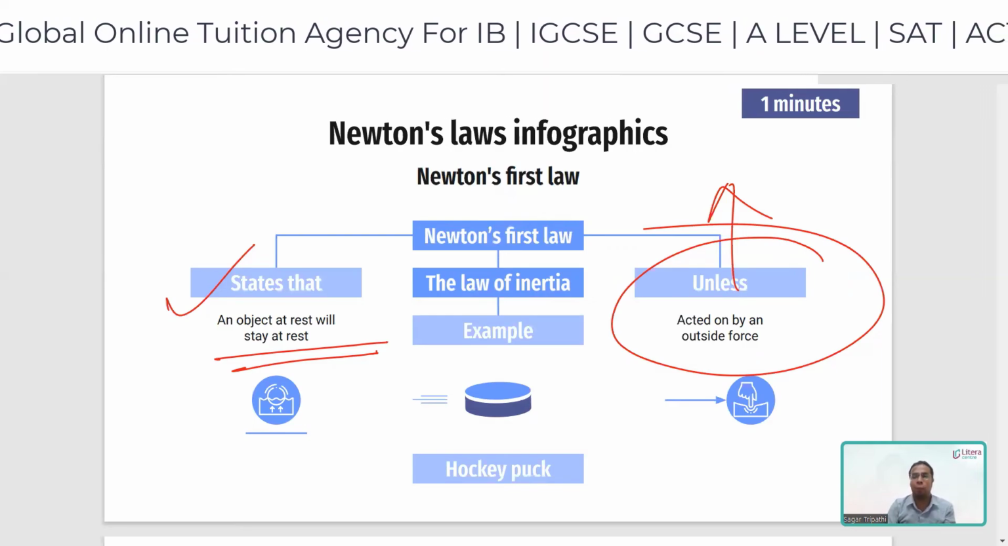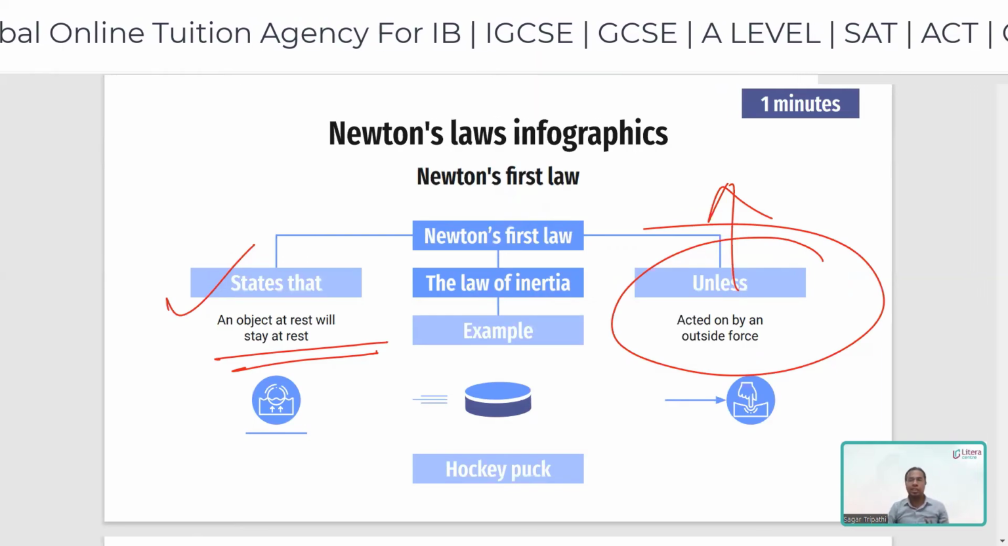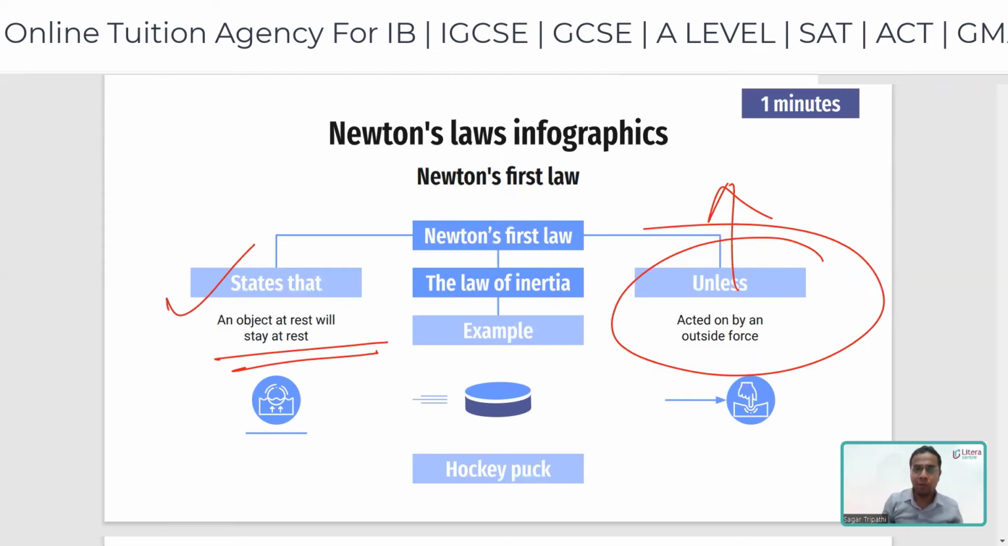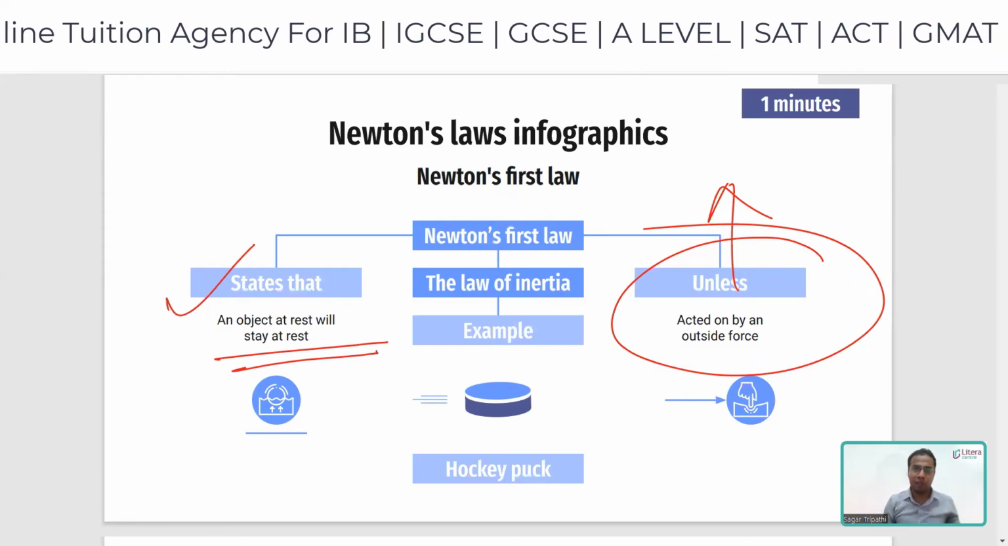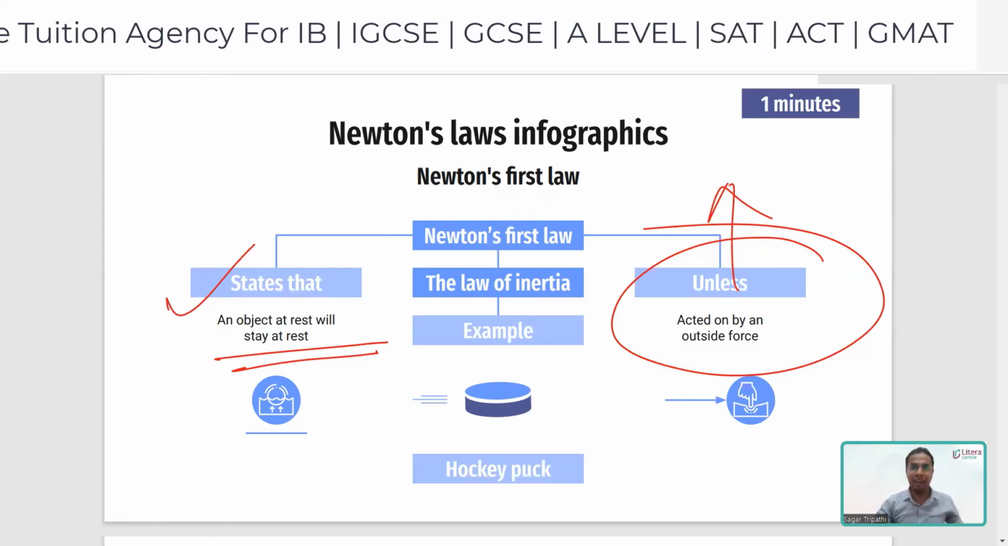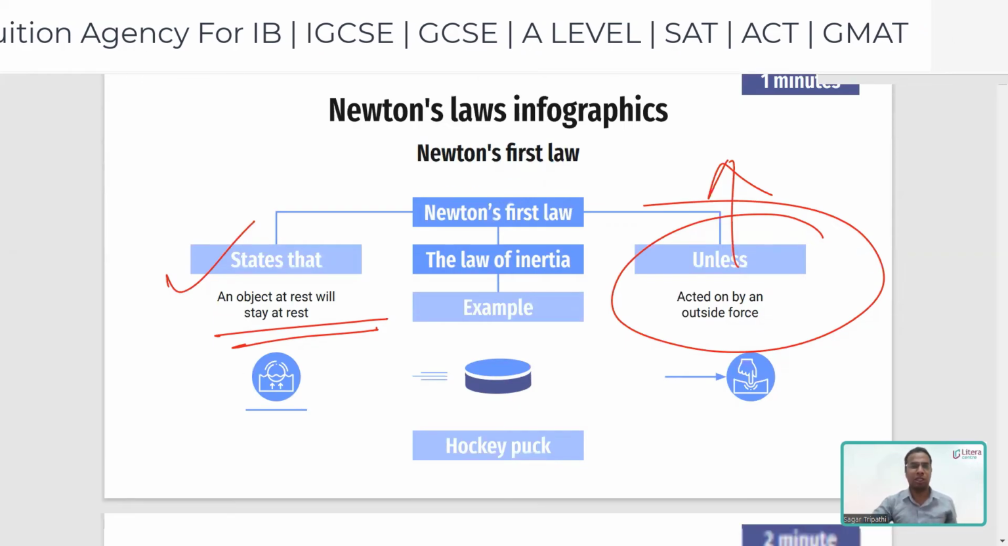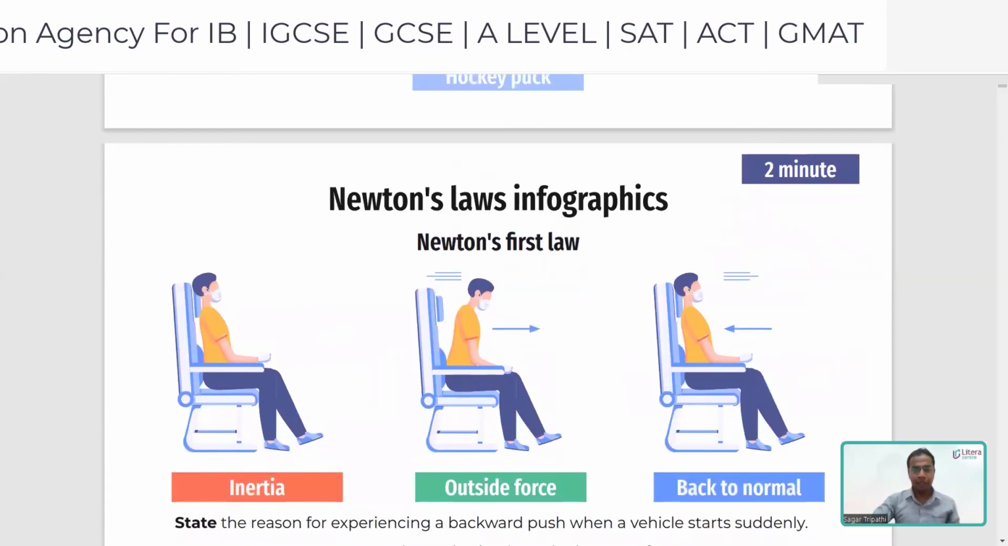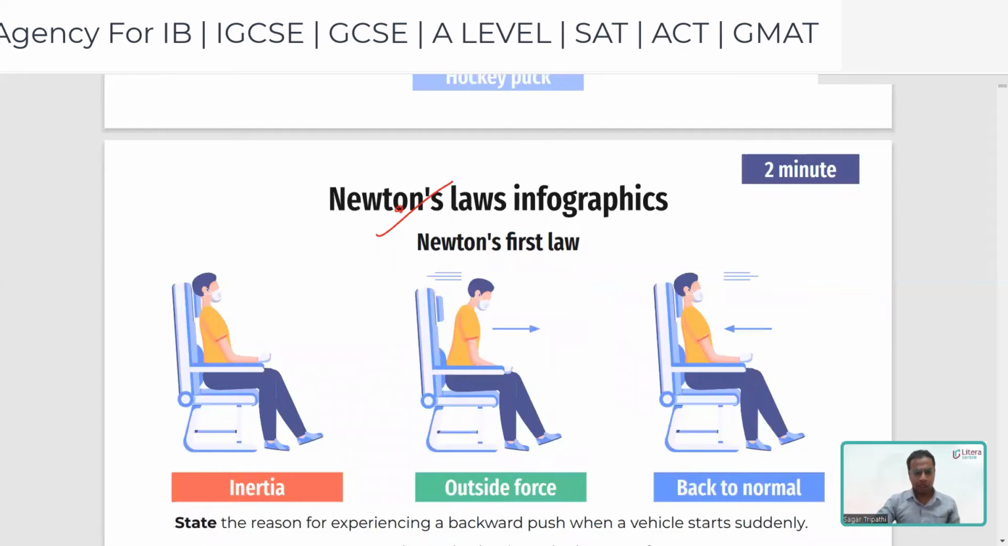So inertia is a property of a body which will resist any change in motion. If an object is moving, it will keep moving. If an object is stationary, it will remain stationary unless you put some effort to change the state of motion. The same goes for this situation as well.